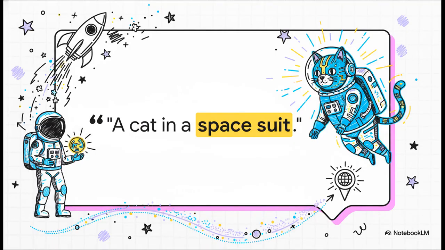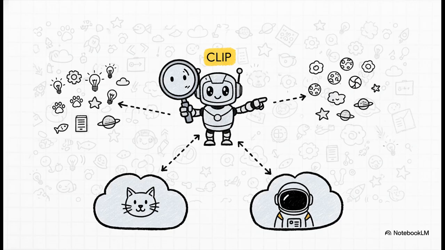So our prompt, a cat in a spacesuit, that becomes the creative mission. It's more than just a string of words. It's the specific destination we want our digital sculptor to get to. So how does the AI find that destination? It uses this special guide called CLIP. CLIP's entire job is to read our words, cat and spacesuit, and find their exact coordinates on that giant map of ideas.